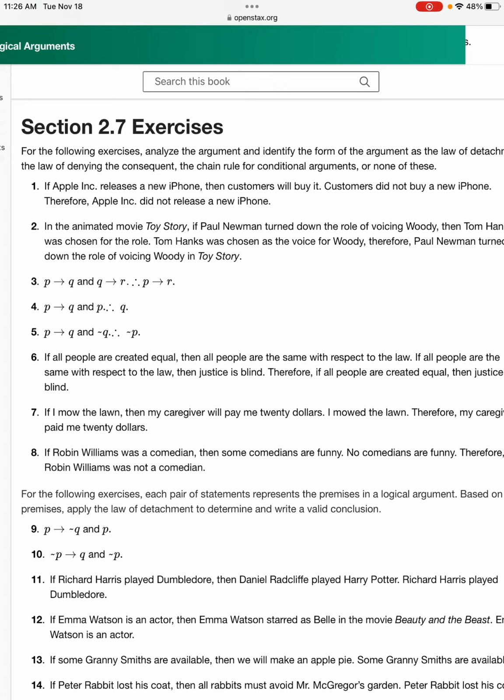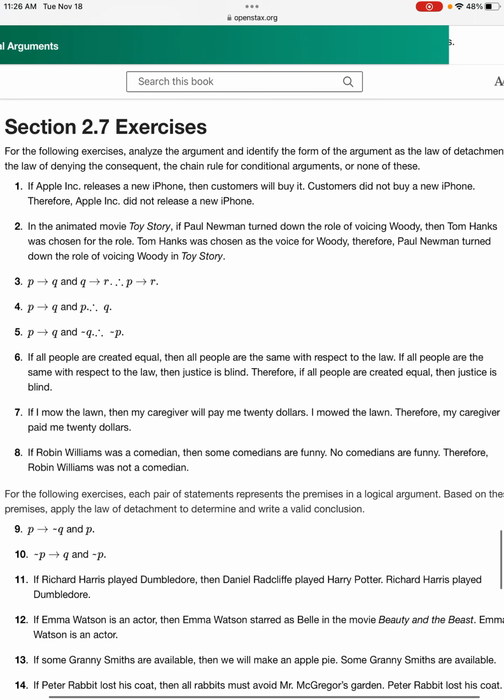In the animated movie Toy Story, if Paul Newman turned down the role of voicing Woody, then Tom Hanks was chosen for the role. Tom Hanks was chosen as the voice of Woody. Therefore, Paul Newman turned down the role voicing Woody in Toy Story. So, what do we have? We have Paul Newman turning down the role, going to Tom Hanks being chosen for the role.